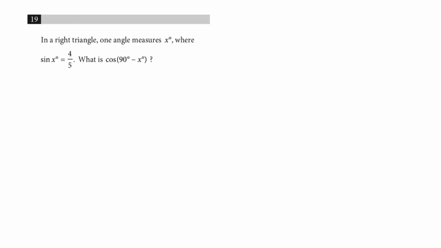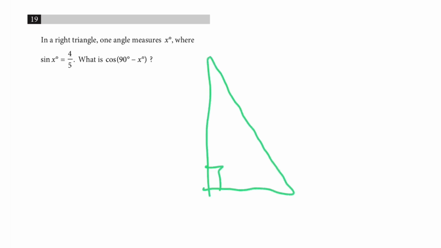All right, so the best way to solve this question is to just draw a triangle. So here is our right triangle, got a little 90-degree angle here. And let's make this the angle x. So we know that sine of x is going to be 4 over 5. So the opposite of x is 4, and our hypotenuse is 5. That's what we got from the given here.